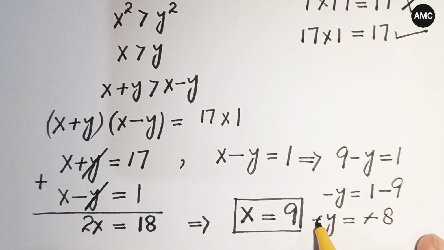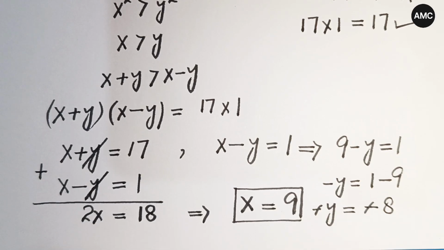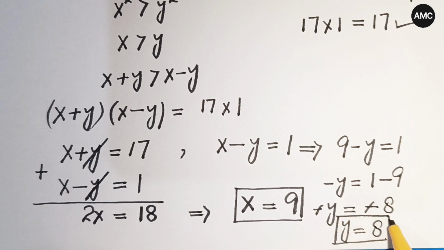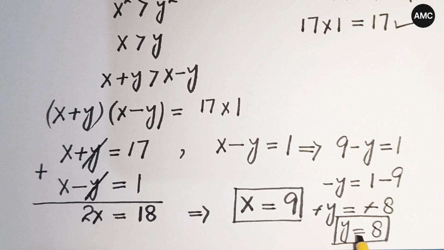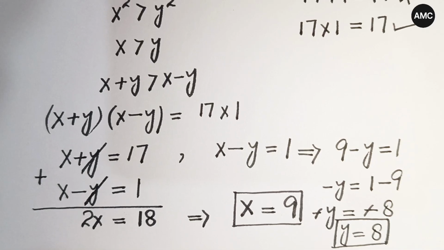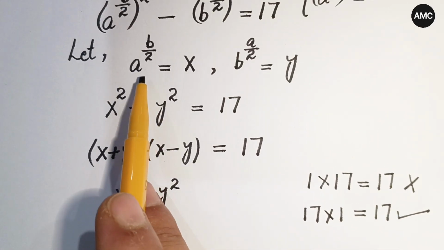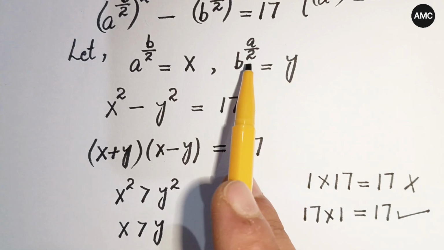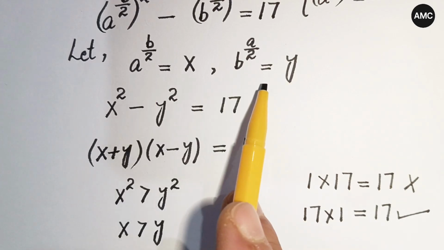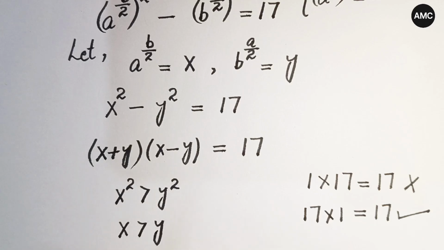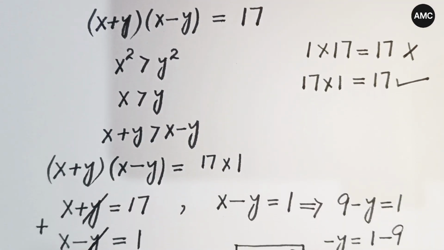So cancelling this negative sign on both hand sides, we get the value of y, which is equal to 8. So here we have the value of x is 9 and y is 8. But we just supposed here that x is equal to a to the power b over 2 and y is equal to b to the power a over 2. Recall the supposition here.